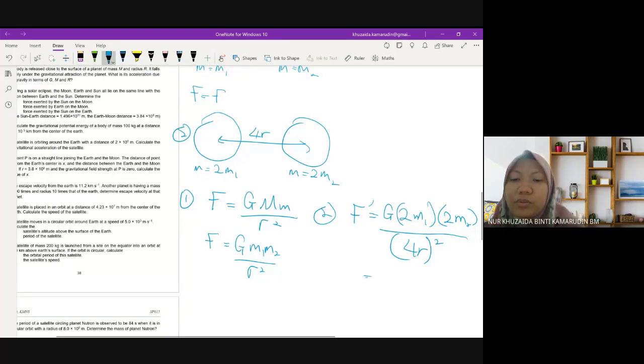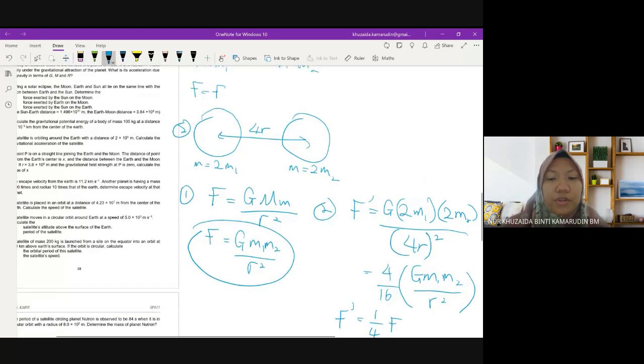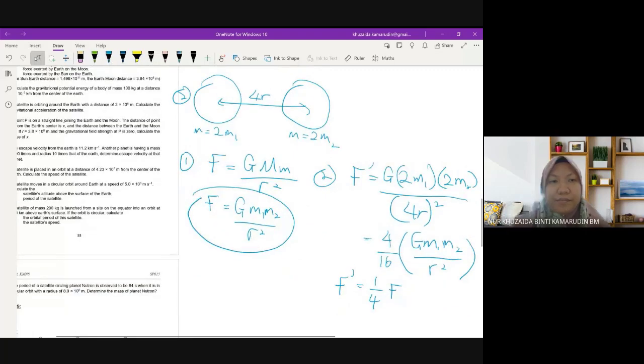So after all what we gonna have over here, 2 times 2 is 4. G M1 M2 over 4 square is 16. So you ada 16 dekat sini, divide by R square. So after all you're gonna have 1 over 4. And this term adalah sama dengan the first one dekat sini. So we can substitute F. So it means that the new F that you have is equals with 1 over 4F. Boleh dapat tak yang ni? Boleh faham?